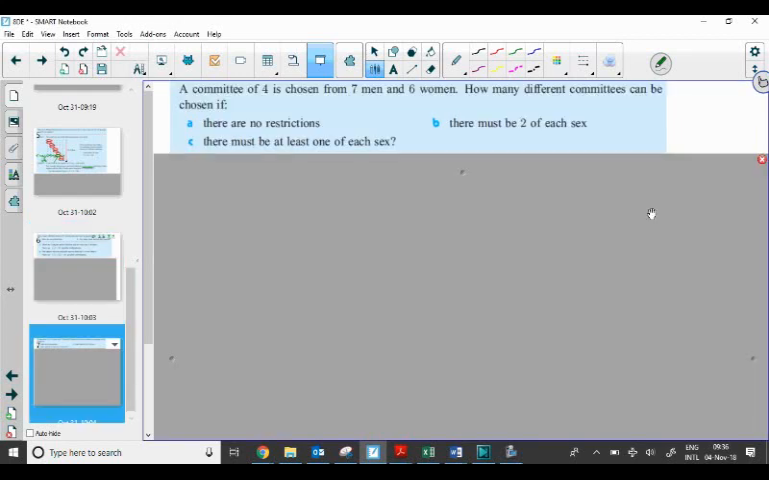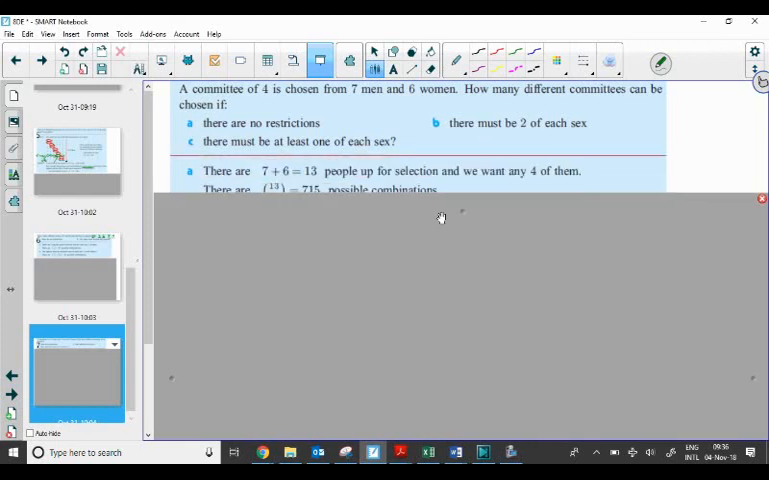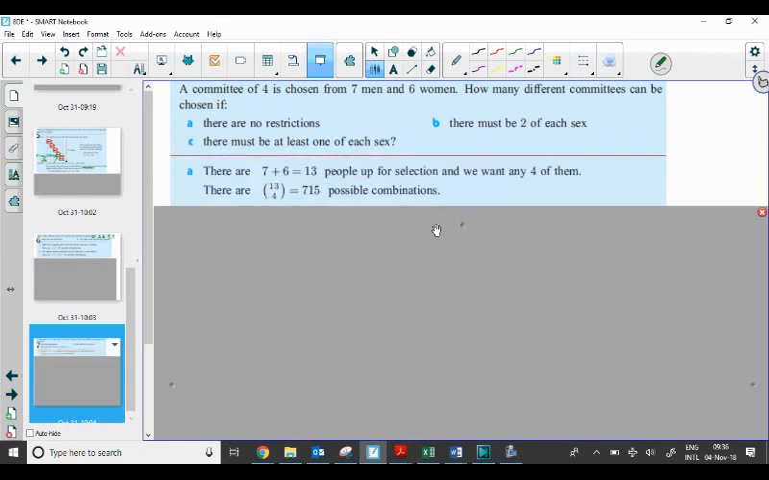All right, here's a slightly more complicated one. We're going to choose a committee of 4 people out of 7 men and 6 women. If there's no restrictions, how many different committees can we choose? Well, how many people do we have in total? There's going to be 13. We're going to choose 4 of them. So it's 13 choose 4. Grab a calculator, probably that's equal to 715.